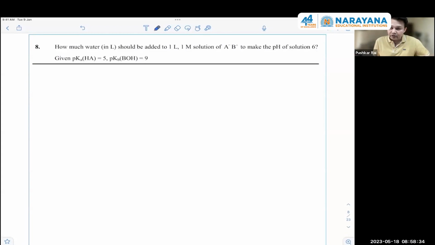Because my approach could be different, your approach could be different. Let us see how you have done it. Using both equations of K and taking H plus as 10 power minus 6. So you are telling me that you have done something like this: A negative plus B positive plus H2O forming HA plus BOH, using the equilibrium constant of this, which is equal to Kw upon Ka into Kb, which is called hydrolysis constant Kh. Have you done it like this?